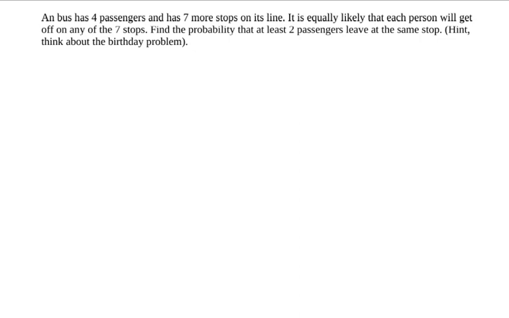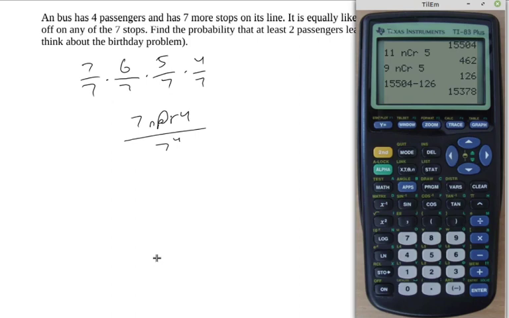Right. So, this would be for the first passenger. There's 7 out of 7 numbers to choose from. For the second passenger, they have 6 stops to choose from out of the 7. For the third, there's 5 out of 7, and for the fourth, there'd be 4 out of 7. So you could do 4 NPR, or 7 NPR 4, to arrange the 7 numbers over 7 to the 4th, or you could just type it in like I did here. I think this is a small enough number, I'll just do it that way.